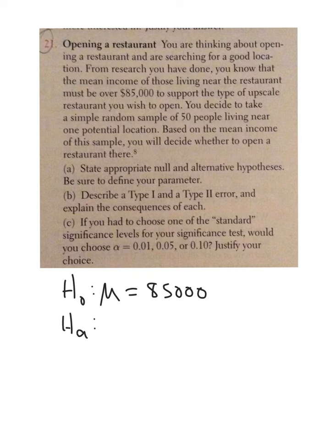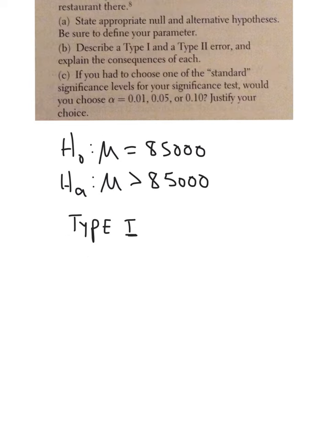Okay, so there we go. There's our null and alternative hypothesis. Now, letter B, type 1 and type 2 error. Let's think about that. So what is the type 1? The type 1 is when you reject the null hypothesis in favor of the alternative hypothesis, even though the null hypothesis is true. Okay, so that's the type 1 error.